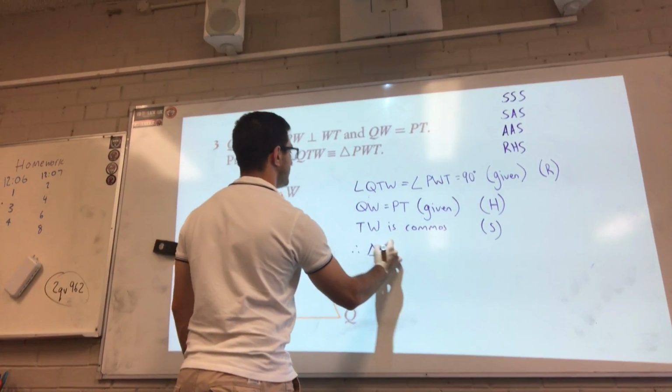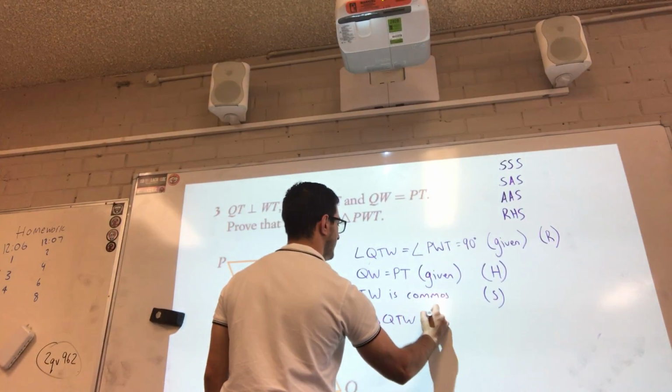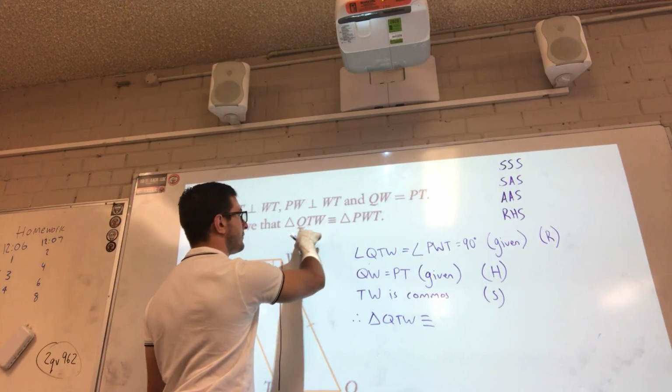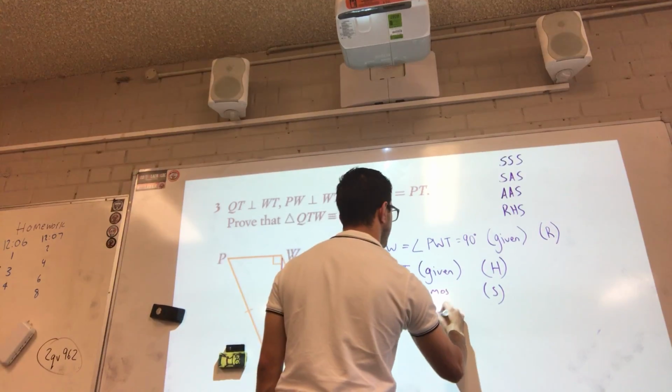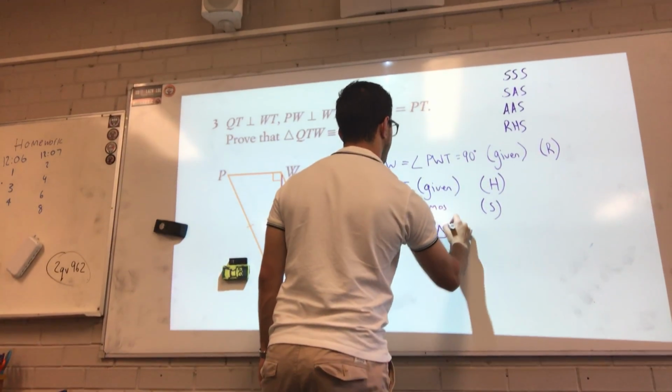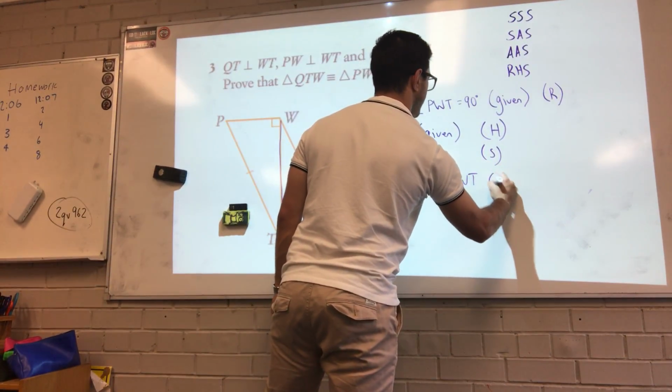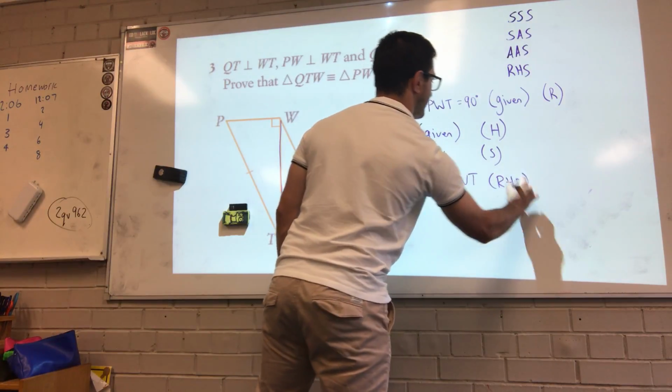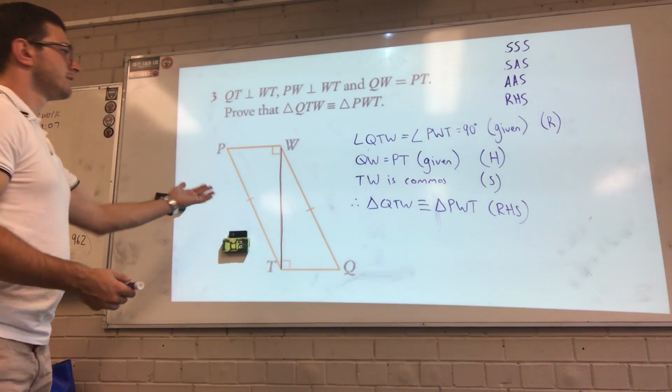Therefore, triangle QTW is congruent, and I'll try and use the same order of letters that they've used, is congruent to triangle PWT, and the reason is RHS. Question number 3.